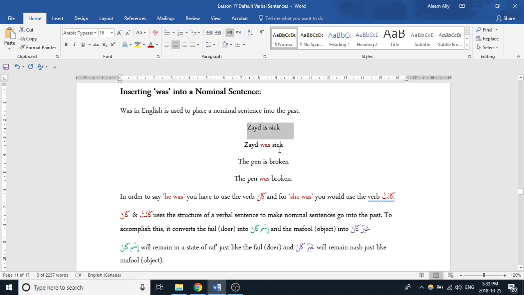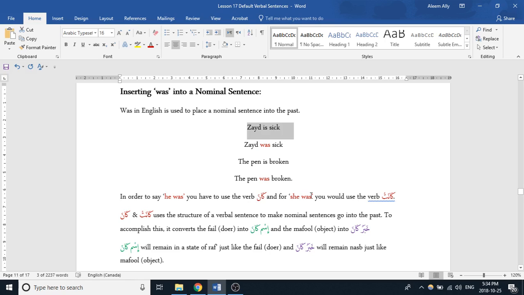Zaid was sick. The same goes for the pen is broken. If I insert "was" in there, the pen was broken, that implies that it's been fixed. That's something of the past. So you can take nominal sentences and you can put them into the past by using "was". So how do you do that? In order to say "he was", you have to use the verb kana.